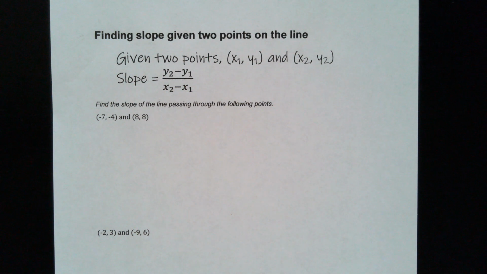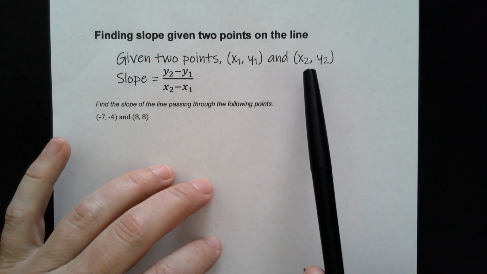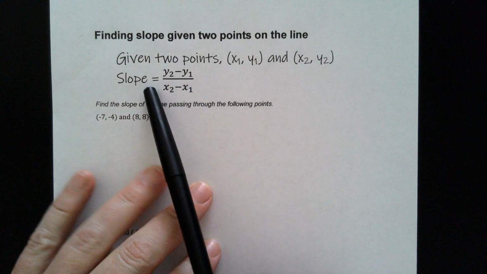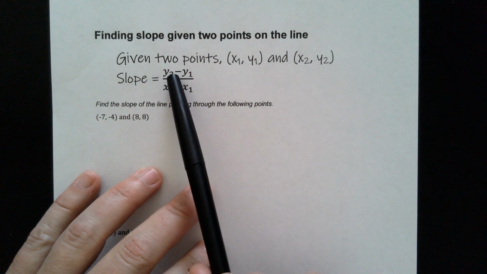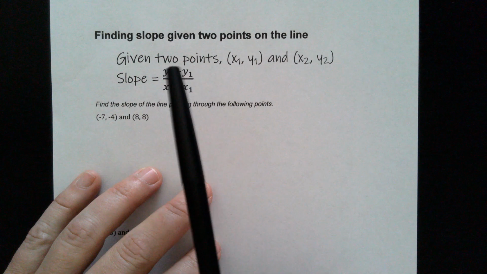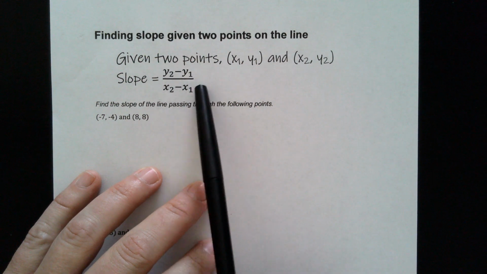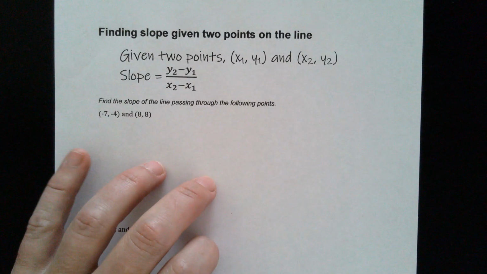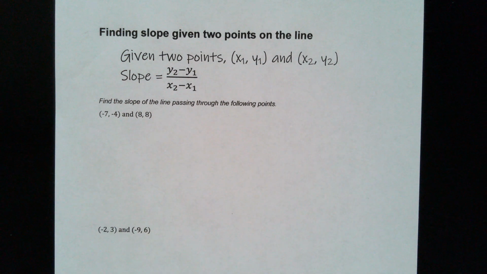In this video, we're going to be finding the slope given 2 points on the line. Okay, so we'll label these 2 points x1, y1, x2, y2, and then we'll use this slope formula, which is subtract the y's, find the difference between the y's, and find the difference between the x's. So y2 minus y1 over x2 minus x1, and that will give us our slope.